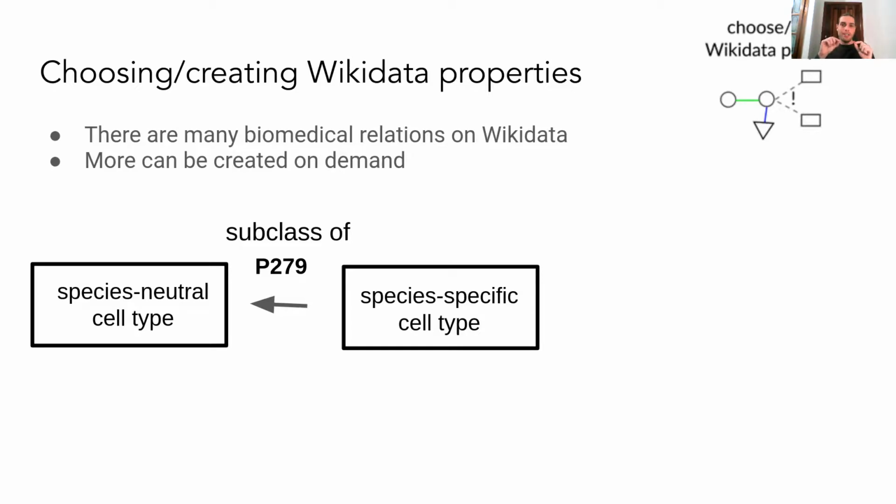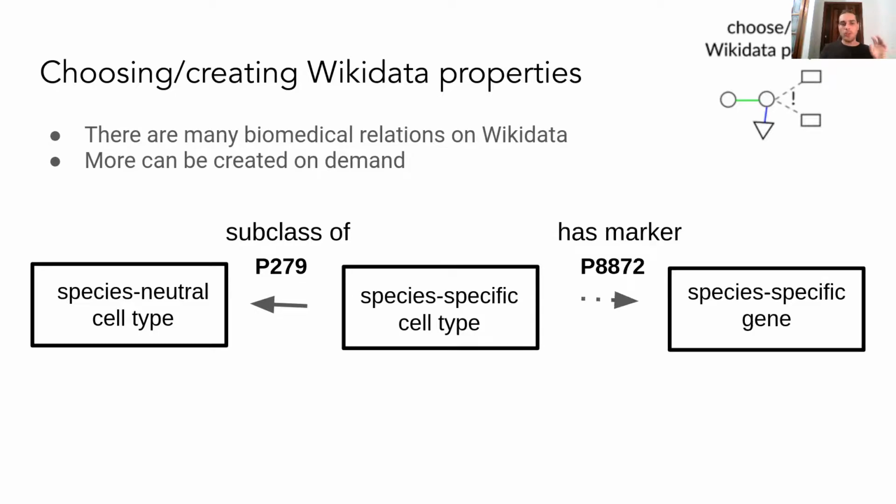So every cell that is a human astrocyte is also an astrocyte. And so we have the subclass of relation between human astrocyte and astrocyte. And this was already possible via Wikidata, so we didn't have to create any property in that direction.